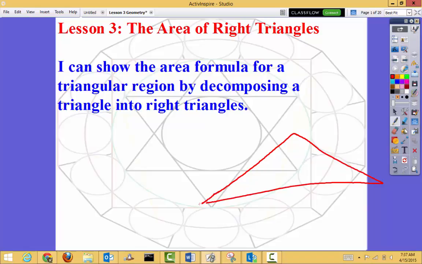And what is it telling me I can do with that triangle? Well, it's telling me I can decompose it. Decompose means break up. So what am I breaking it up into? Well, I'm breaking it up into right triangles. So I can take any kind of triangle, and somehow I'm going to learn today that I can make it into right triangles, or a triangle with 90 degrees in it.